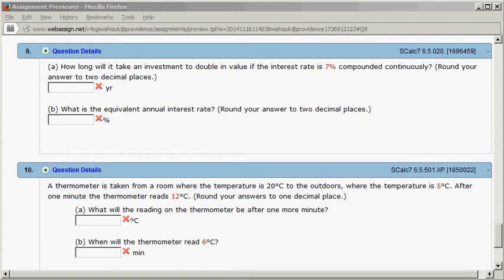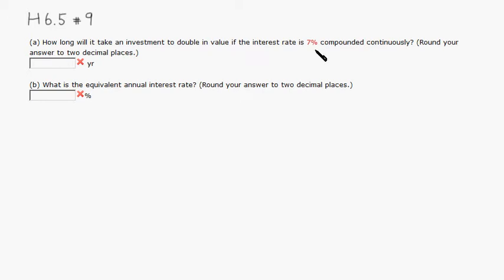All right, let's look at homework 6.5, problem number 9. We want to know how long it will take an investment to double if the interest rate is 7% compounded continuously. So let's do that. The interest rate is 7% compounded continuously.